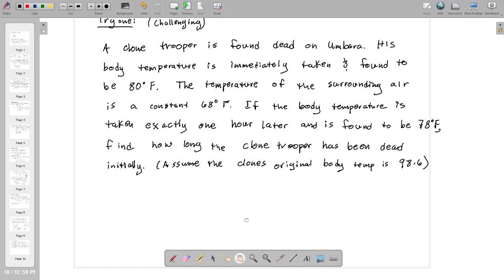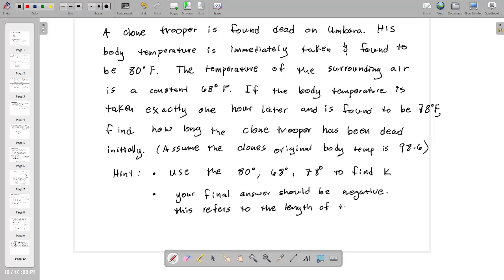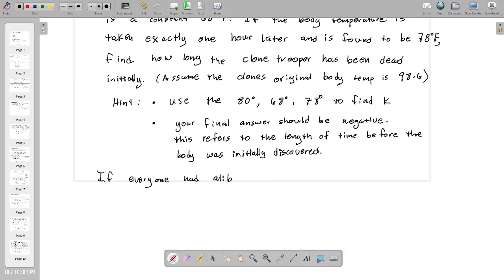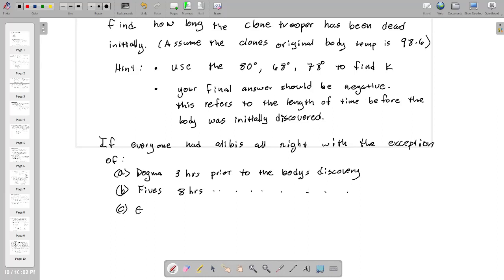So I'm going to give you a couple of hints here. Use the 80 degrees, 68 degrees, and 78 degrees to find k. Just like in the last problem, you're going to use these values. Your final answer should be negative. This refers to the length of time before the body was initially discovered. If everyone had alibis all night, with the exception of Dogma 3 hours prior to the body's discovery, Fives 8 hours prior to the body's discovery, General Krell 5 hours prior to the body's discovery, and Oddball 7 hours prior to the body's discovery, who killed the clone in question?